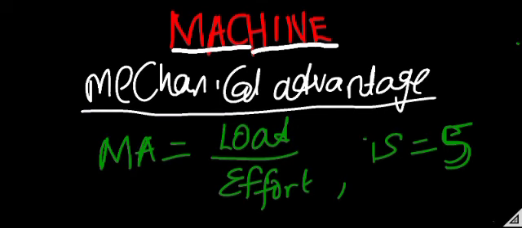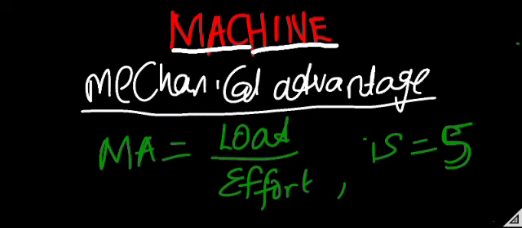5. So for example, if I'm about to do some kind of work that requires high force, then I have a machine of mechanical advantage 10 and a machine of mechanical advantage 3. Which one will I choose? I will choose 10. Why? Because a machine of mechanical advantage 10 will multiply any force I apply to it by 10 times. So that will be easier.